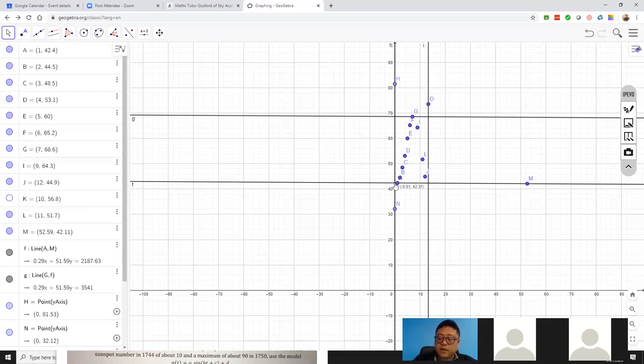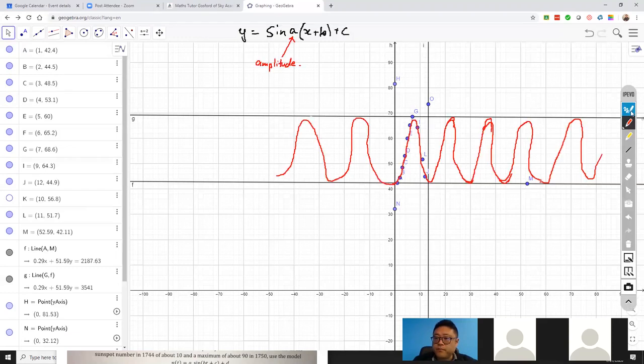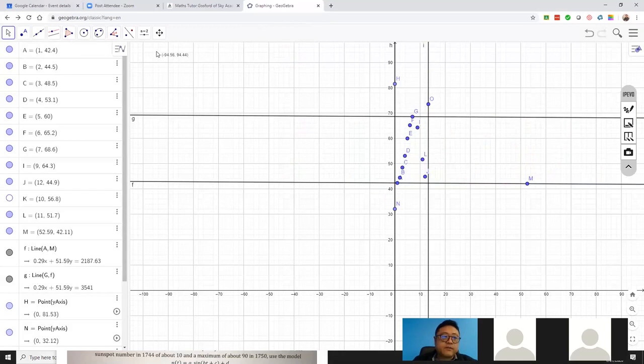42.4. Okay, so it's kind of going to go between 42.4 to 69.2. Okay, so our middle is going to be halfway in between, right? Where's our middle going to be? Someone calculate it. So you add them together and halve it, right?